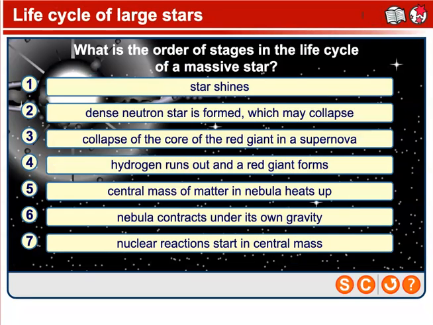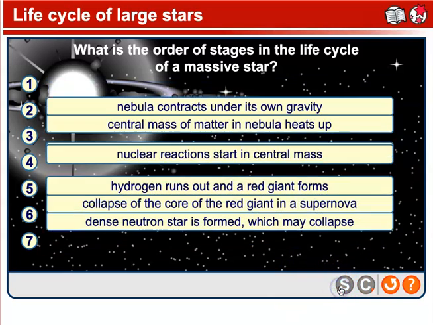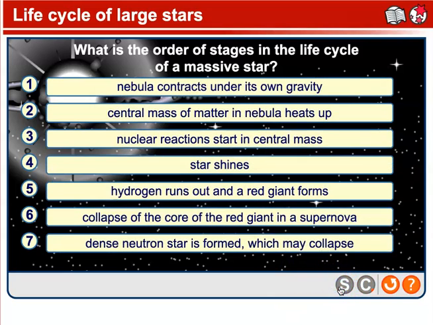So let's explore the order of stages in the life cycle of a massive star. Number 1, nebula contracts under its own gravity. Number 2, central mass of matter in a nebula heats up. Number 3, nuclear reactions start in central mass. Number 4, the star shines.